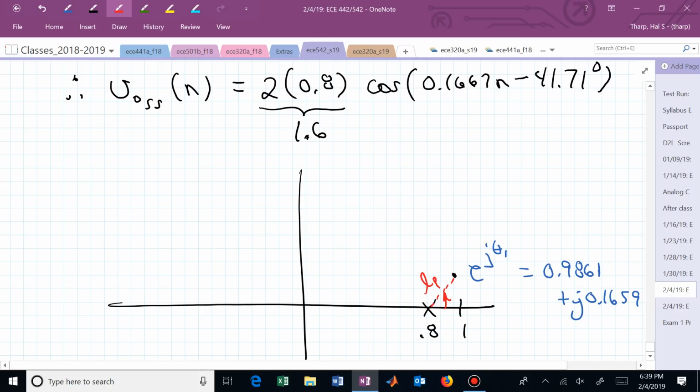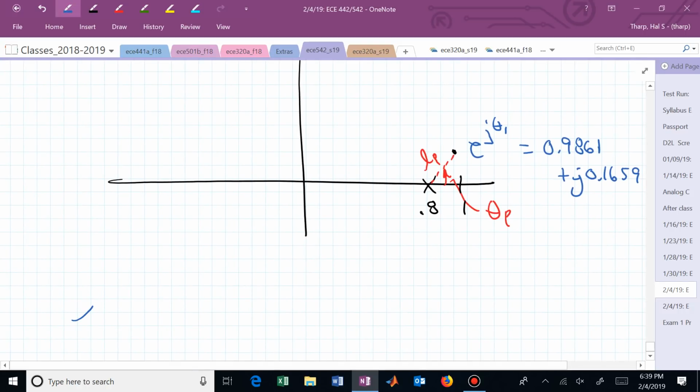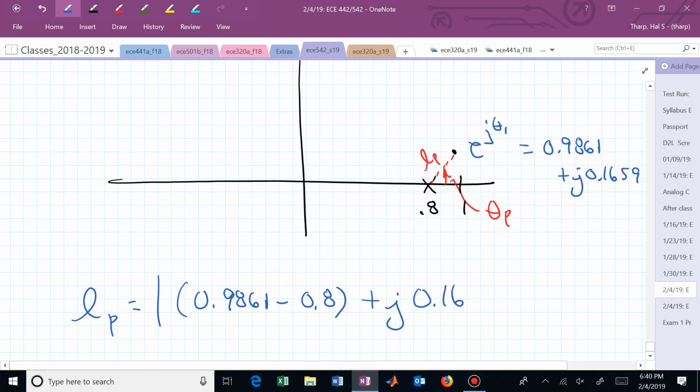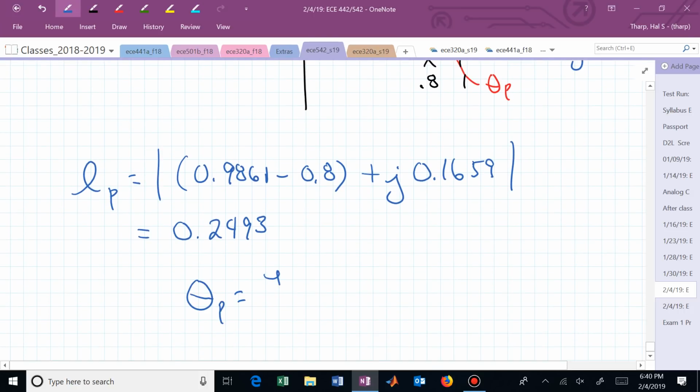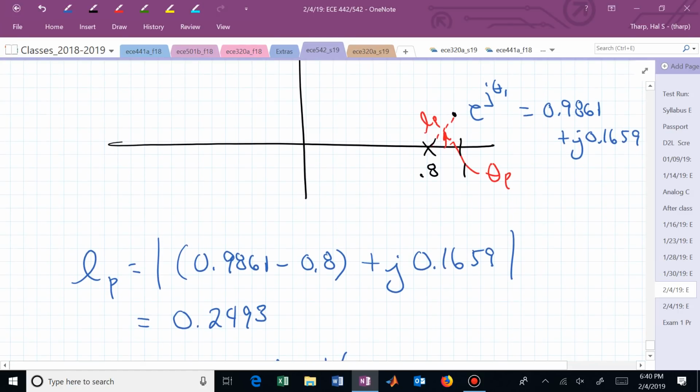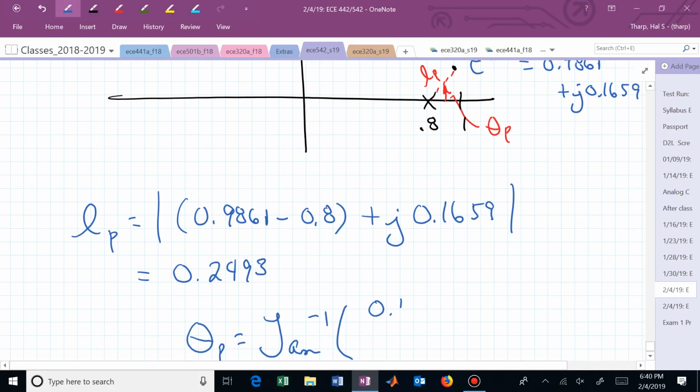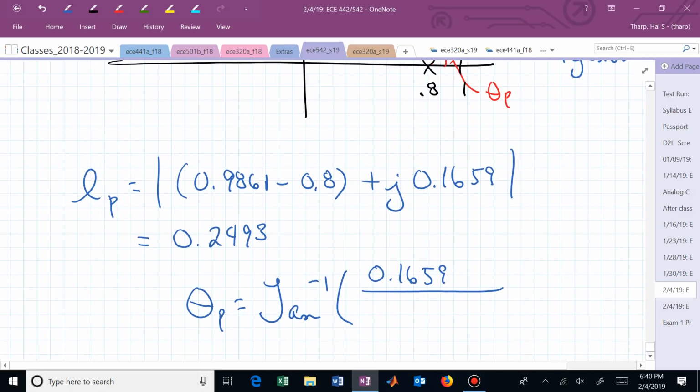This length, LP, and this angle, theta p, can be found by just saying, oh, let's use Pythagorean. LP is just the magnitude of 0.9861 minus 0.8. That's the horizontal distance. And the vertical distance is 0.1659. And we calculated that to be 0.2493. And the angle, theta sub p, is just the angle that has a tangent with a vertical distance of 0.1659 and a horizontal length, again, of this 0.9861 minus 0.8, or 41.72 degrees.